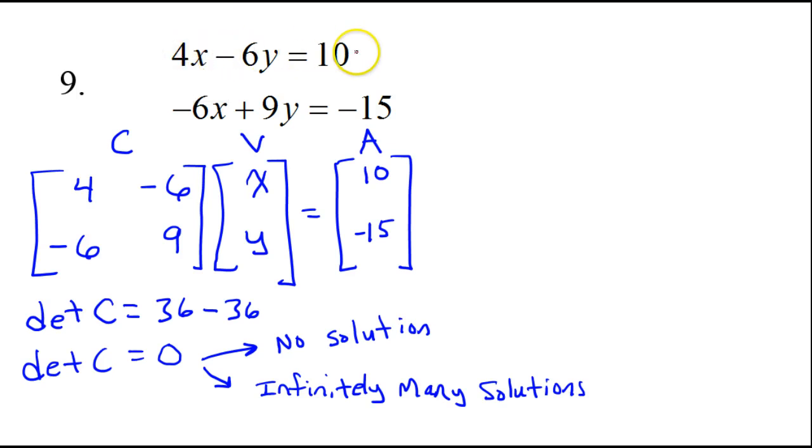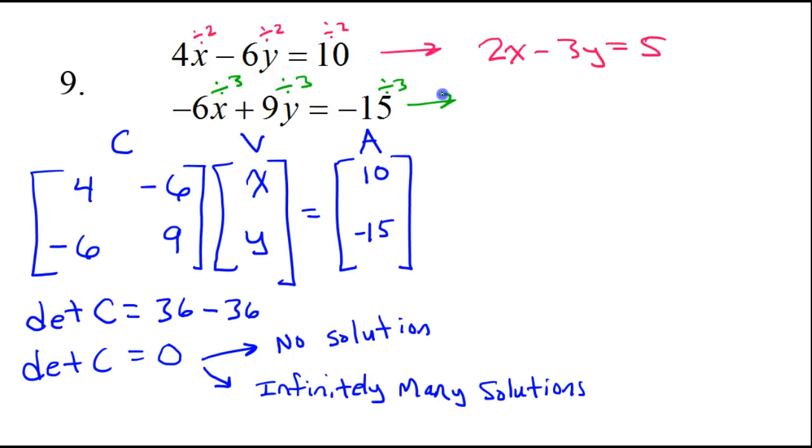Notice that all three of these numbers are divisible by 2. Let's see what would happen if we divided all of these by 2. That would give us a new equation that was 2x minus 3y is equal to 5. Okay, let me use a different color. Notice that all of these are divisible by 3. So we could have an equivalent equation that would be negative 2x plus 3y is equal to negative 5.